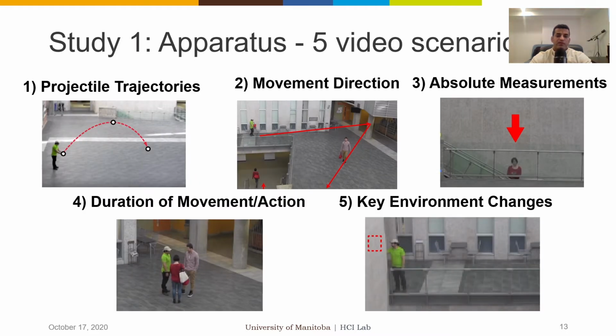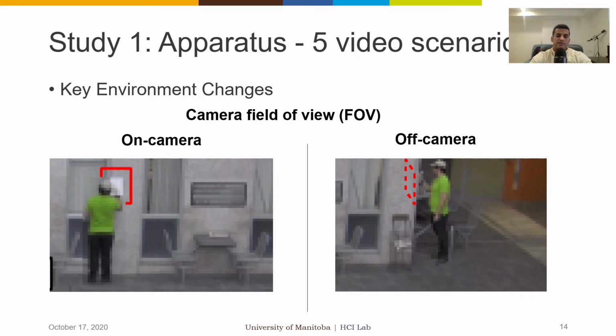Participants were presented with the following 5 video scenarios: projectile trajectories, movement direction, absolute measurement, duration of movement and action, and key environment changes. The dependent variables for each video scenario were based on exploratory search tasks found in video analysis tools in the literature. The scenarios were acted out by 3 actors. 2 conditions for each scenario were produced: on camera and off camera. An example will be shown in the next slide.